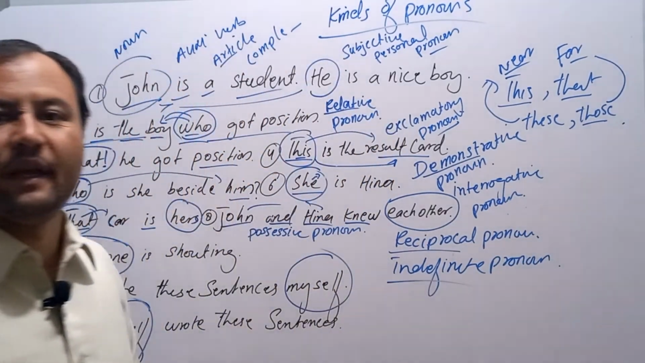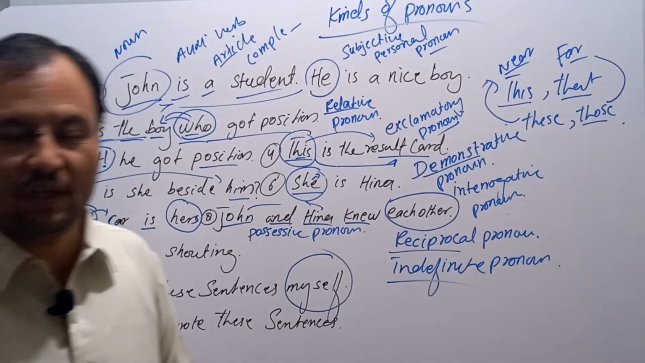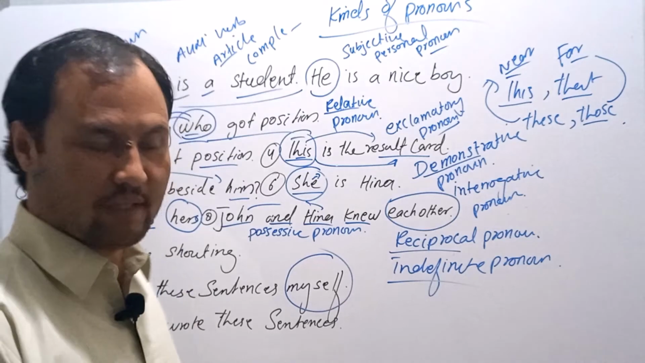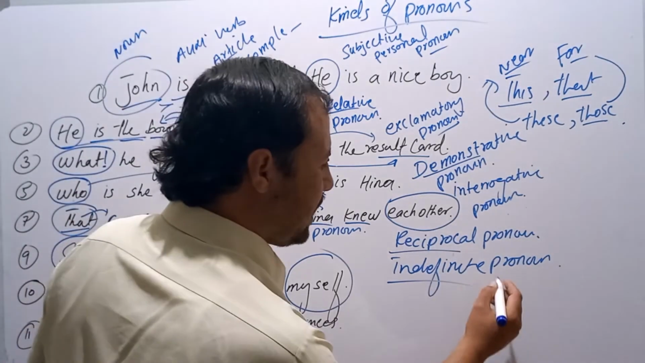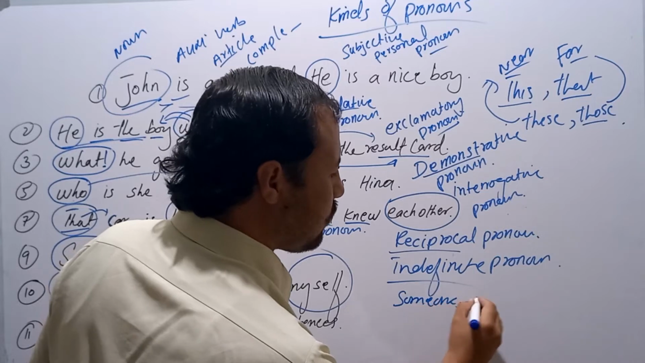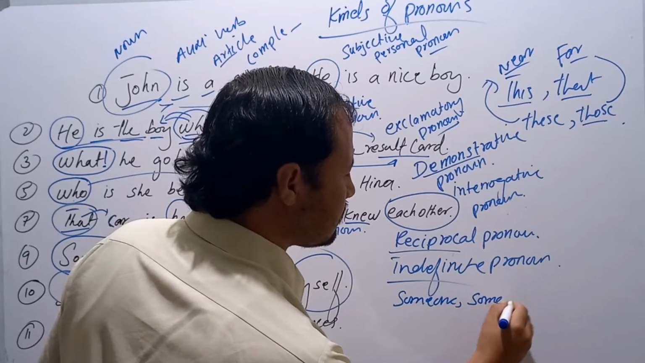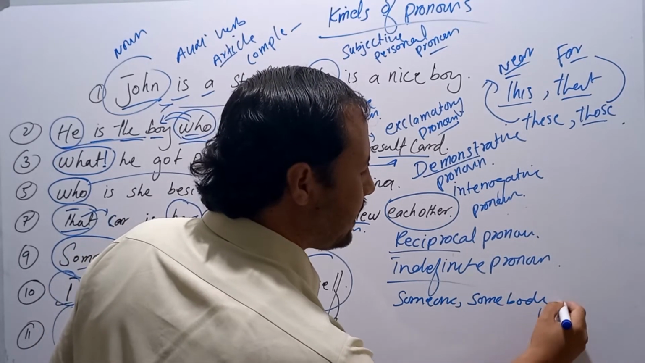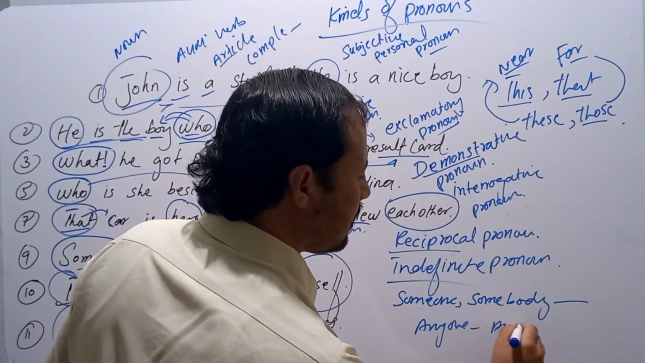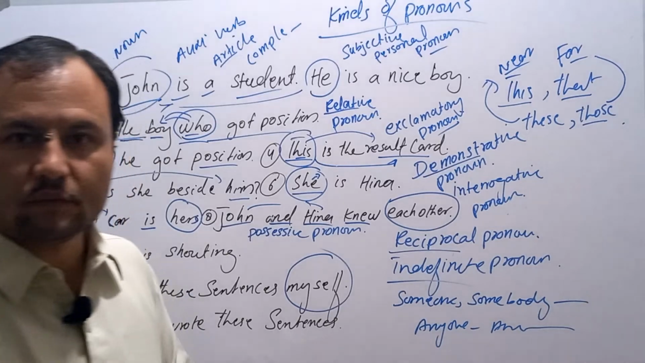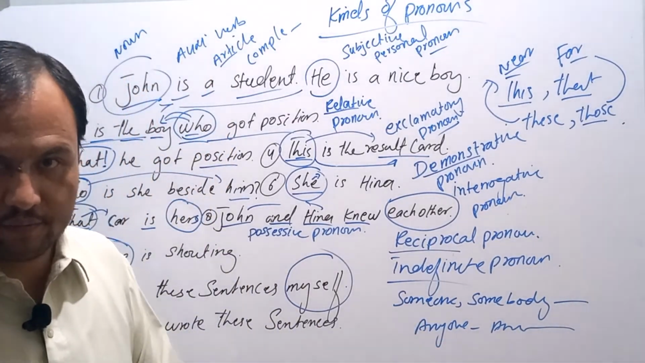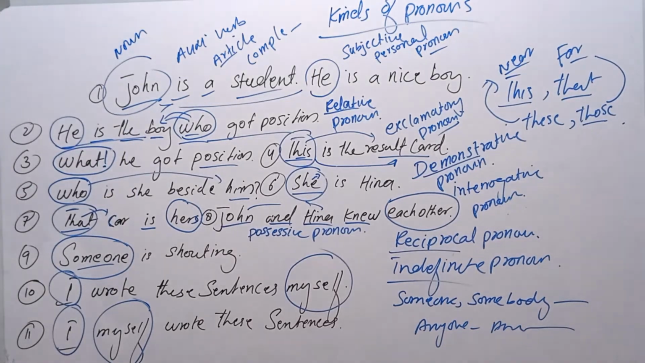So we call them indefinite pronouns. Indefinite pronouns are the pronouns which are not known to us. There are many indefinite pronouns. For example, someone, somebody, anyone, anybody, something, anything. These are the indefinite pronouns. Okay, we will move to the next one.